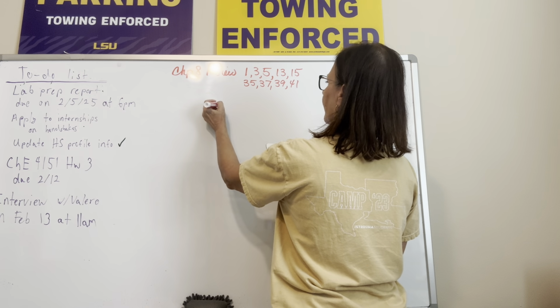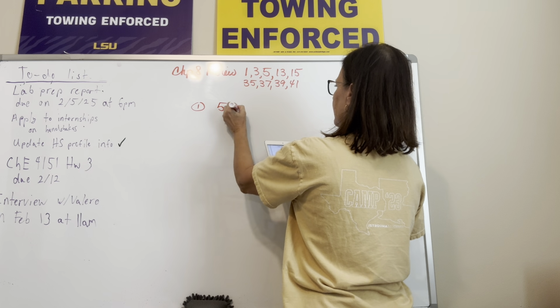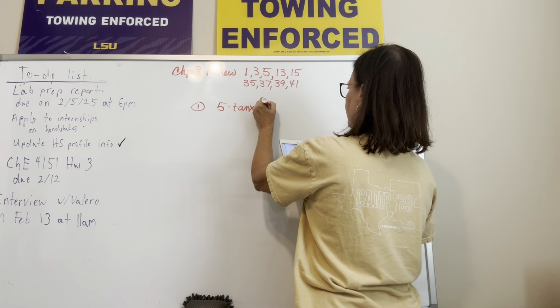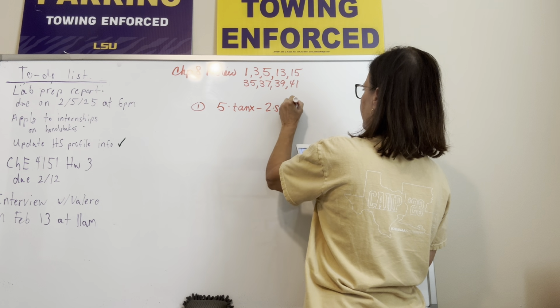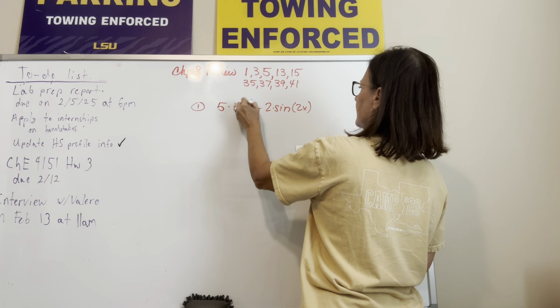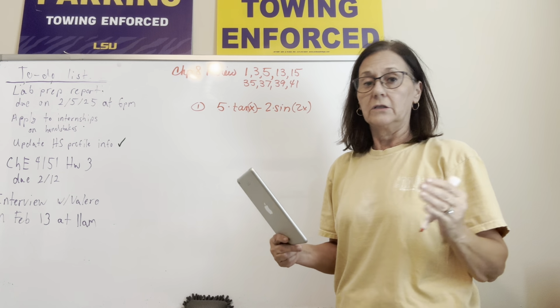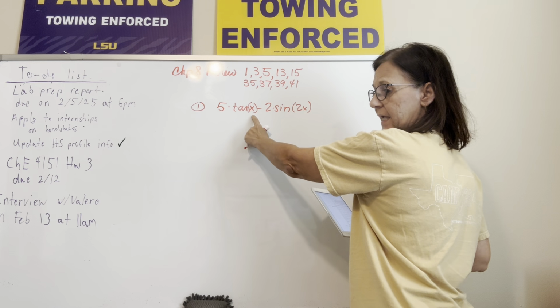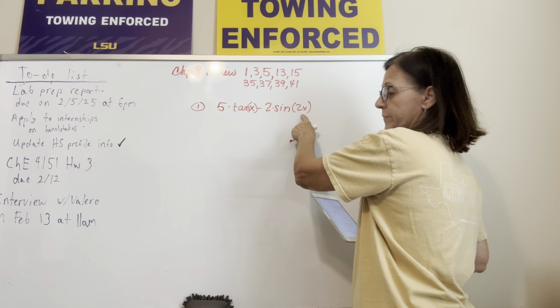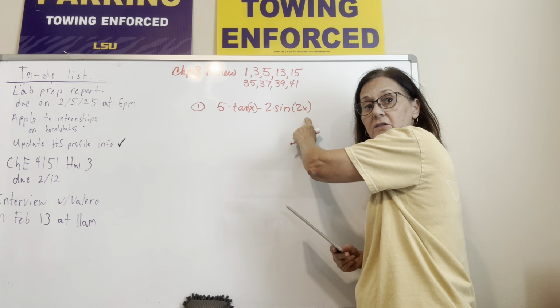I'm graphing for number 1, 5 times the tan of x minus 2 times the sine of 2x. And then I'm going to decide what my window is going to look like. I choose my largest period. The period for the tan is just pi. The period for the sine is 2 pi, but the b value is 2, so this is also going to be pi.